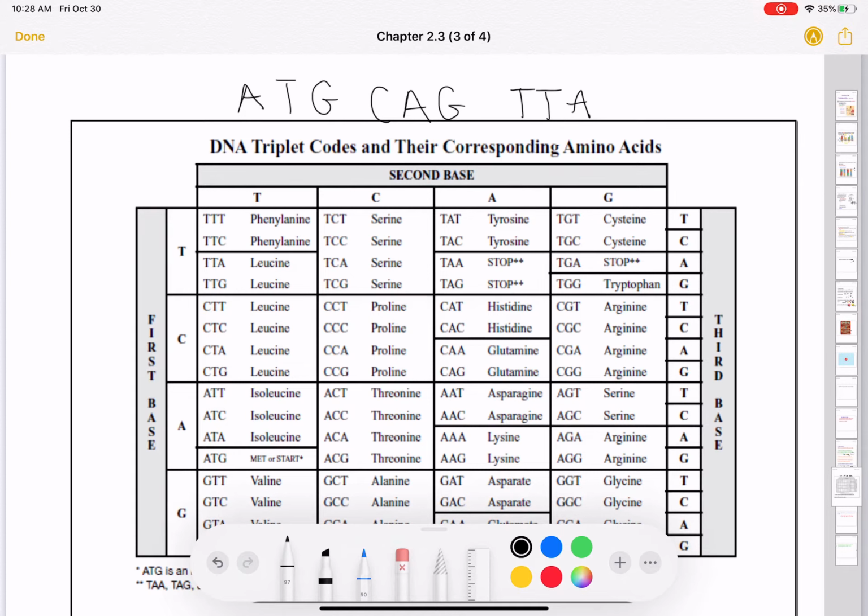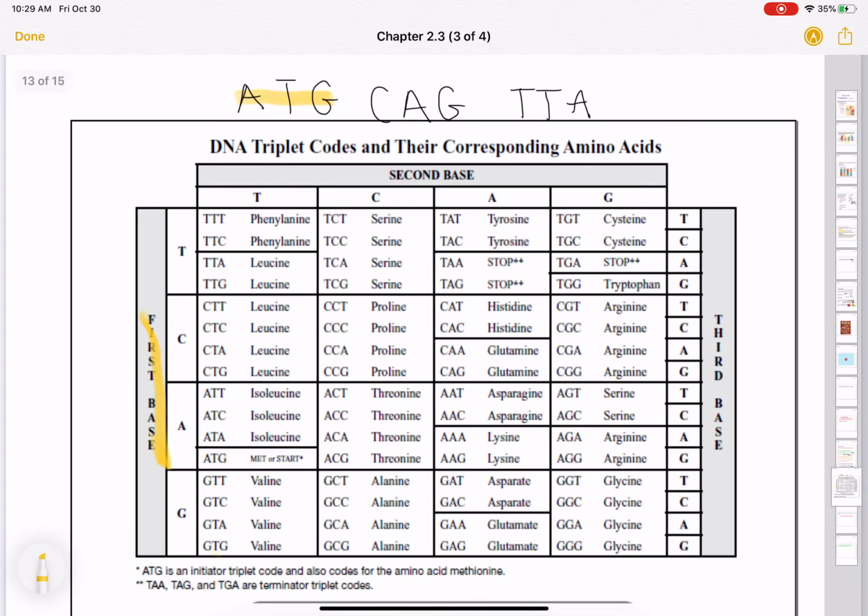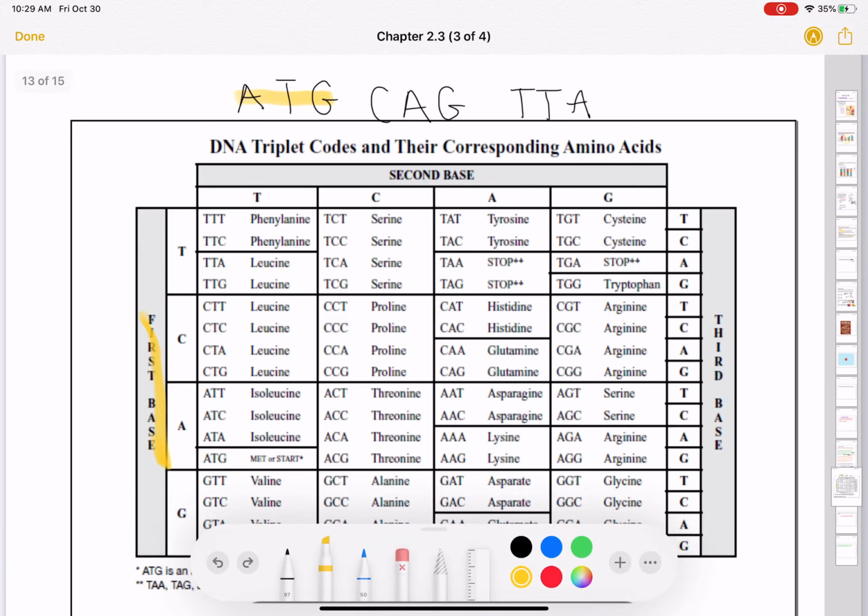So how we would use this data booklet, or this little table that's in our data booklet, is we will look for groups of 3. So on the very left-hand side, you see it says first base. That's the very first letter we're going to be looking for. So in our case, it's A. So we're going to go here. Then on the top, it's our second base, which we know is T. So we are going to go in this section. So we know AT, it's in this section. And then we look for our third letter, which is G.